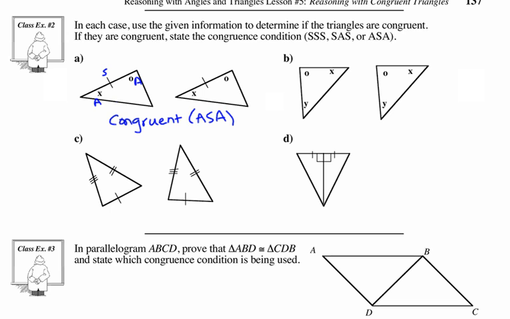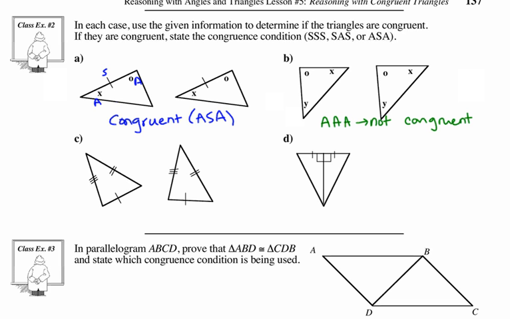Well, this is angle, angle, angle. Does angle, angle, angle prove congruency? No, it doesn't prove it. So not congruent, we don't know. We need to know at least one side. We always need to know at least one side. Could not prove congruent. Not congruent, at least we don't know for sure unless one side's given in that case.